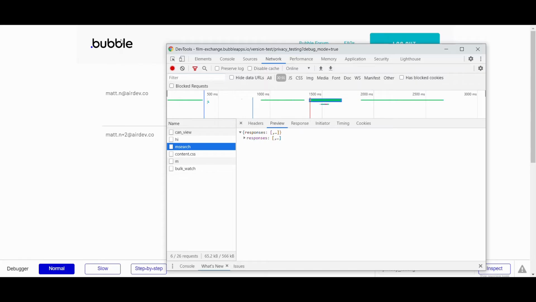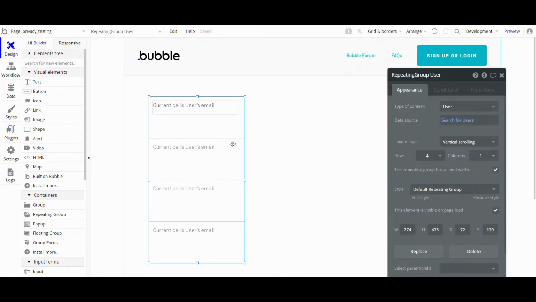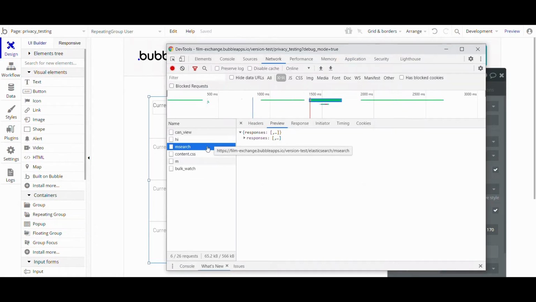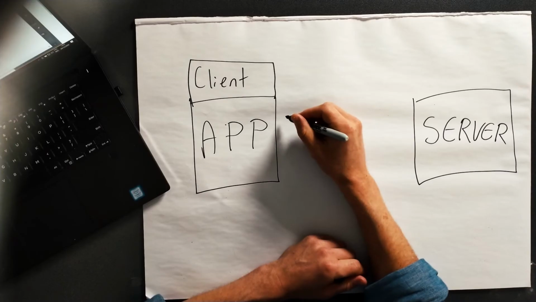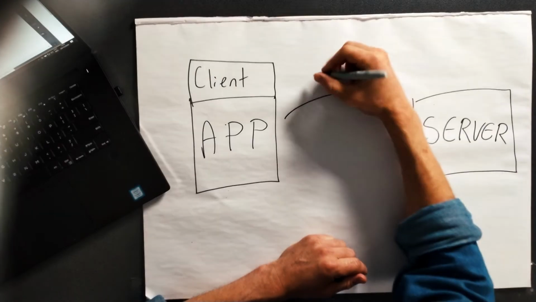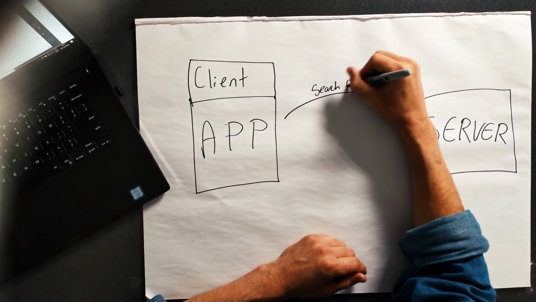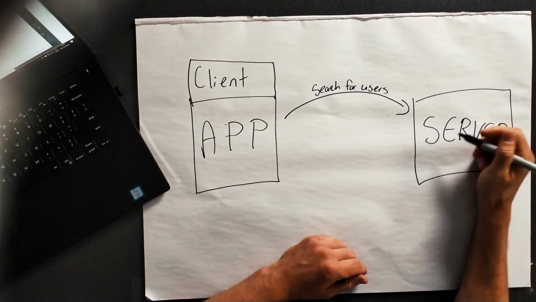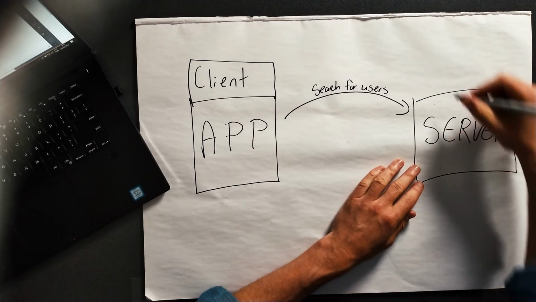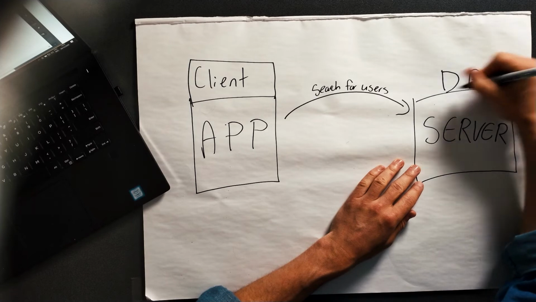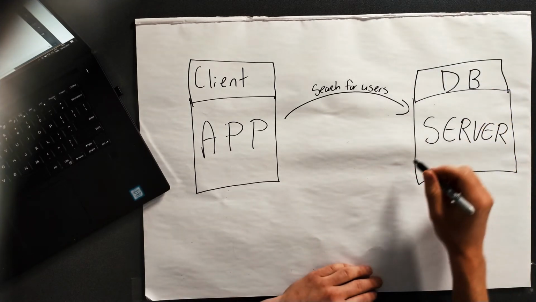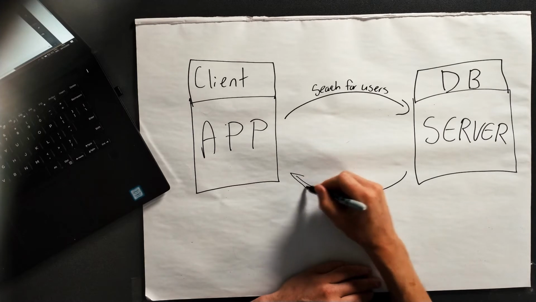In our case, we're looking for users. We're actually doing a search for users. So that's what this mSearch is actually responding to. This mSearch is the "do a search for" that we programmed in the Bubble interface. So we're doing that search, right? It's asking for some users. And the server, where the database lives, is going to send back the users that it finds.